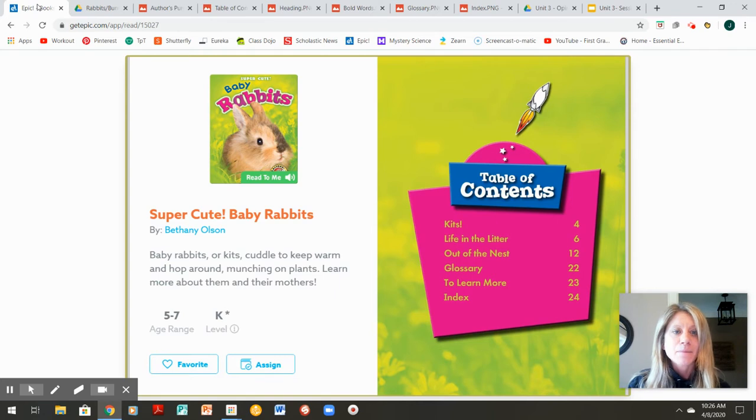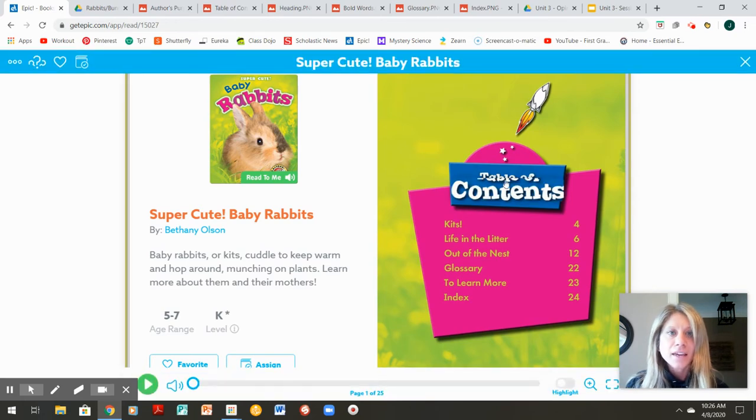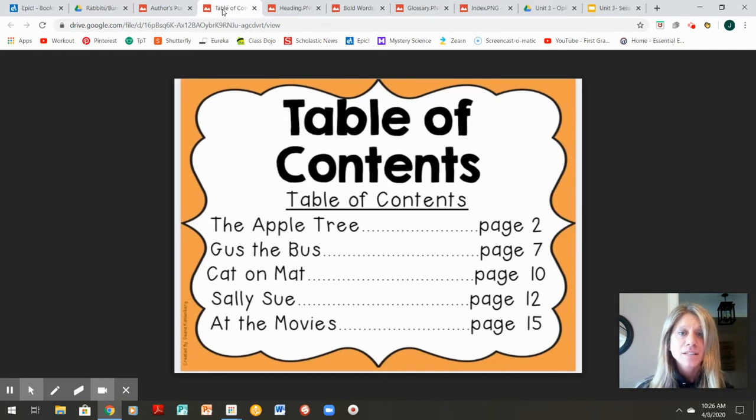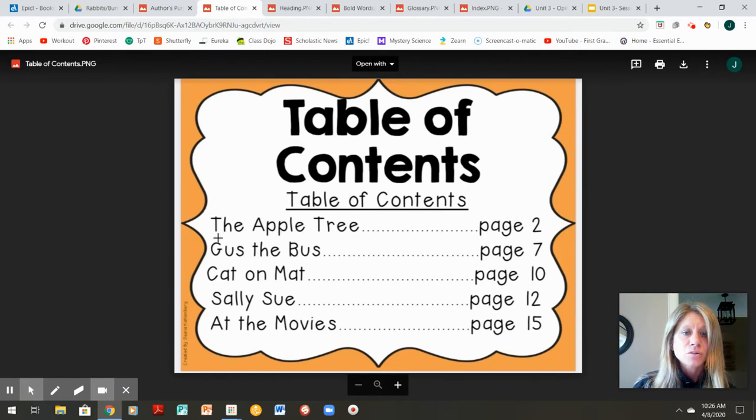Here we go. Baby rabbits. Right here, I see a table of contents, and I have an anchor chart for the table of contents. In nonfiction books, there are nonfiction text features, things that tell us a book is nonfiction. If you see some of these nonfiction text features, they're little clues that let you know, hey, this is a nonfiction book. And a table of contents is a list of topics or parts of a book, and they have the page numbers to show you where you can find and learn more about that topic in the book. For example, this table of contents shows the apple tree can be learned about on page 2, and so forth.